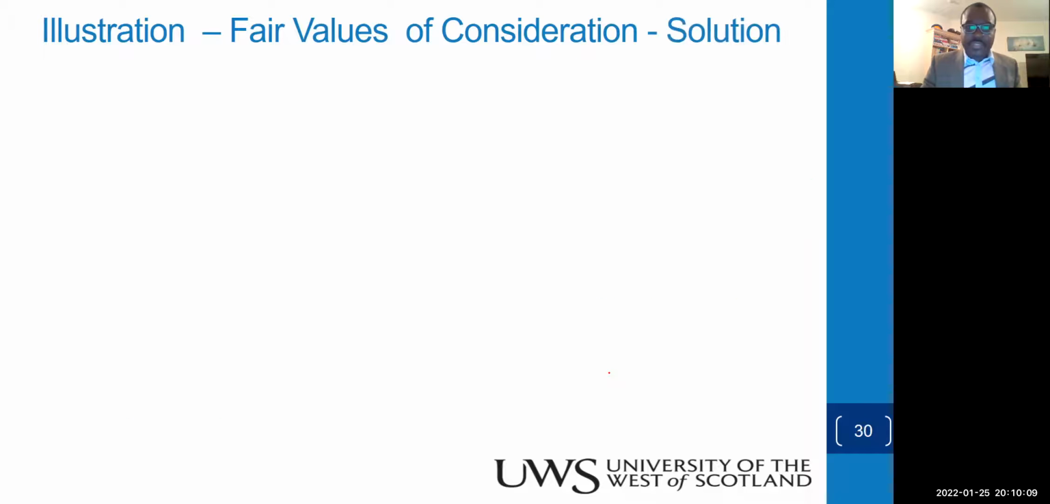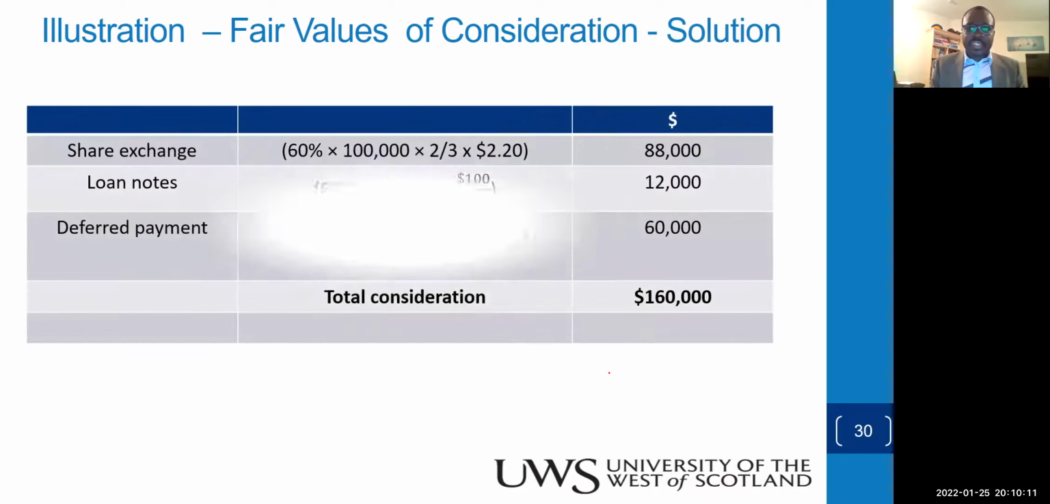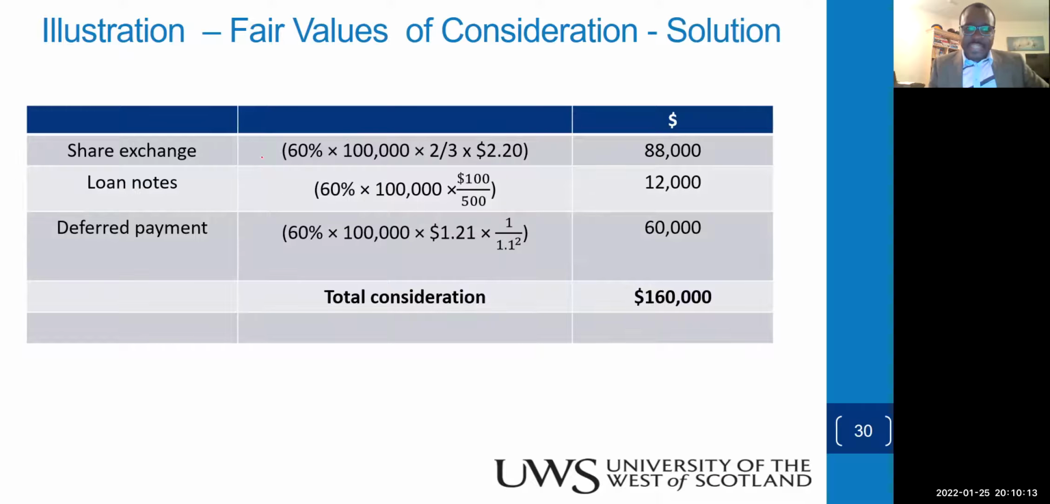The answer is on the next page, so I can easily pop it in. So like you understand, the share exchange, 60% is what we are holding of the 100,000. And we are giving you 2 for every 3. And the share price, the market value of the shares, not the issued share price.